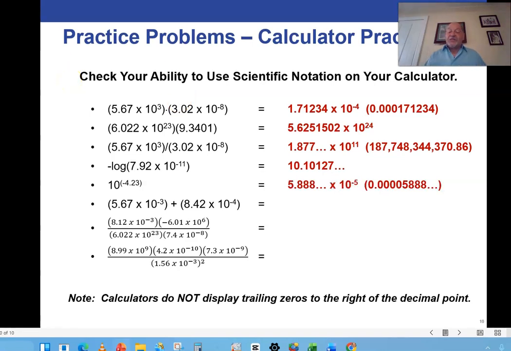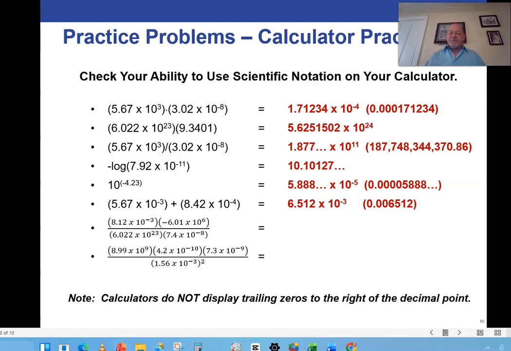The next problem is an addition problem with two different scientific notation numbers. 5.67 times 10 to the minus 3 plus 8.42 times 10 to the minus 4. Now, if you put them in, you can pause the video, and the answer is 6.512 times 10 to the minus 3. Again, this is easily fit on your calculator in decimal mode, so in all likelihood it will be displayed as 0.006512.